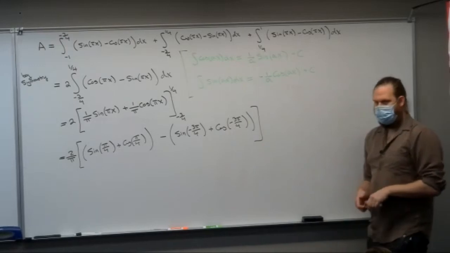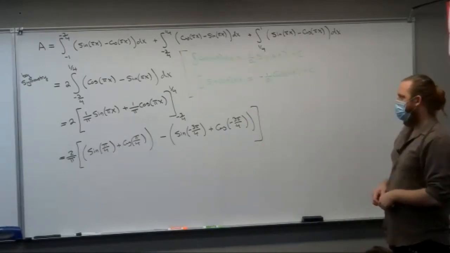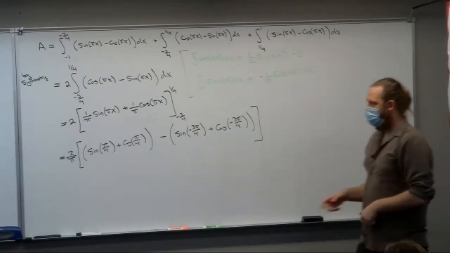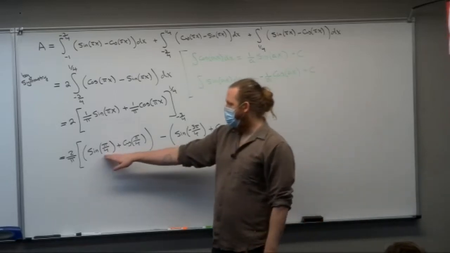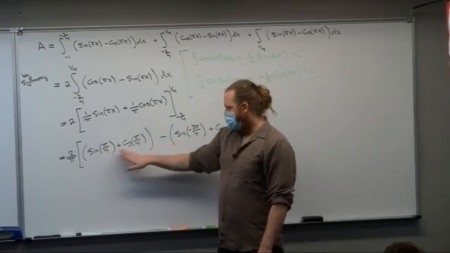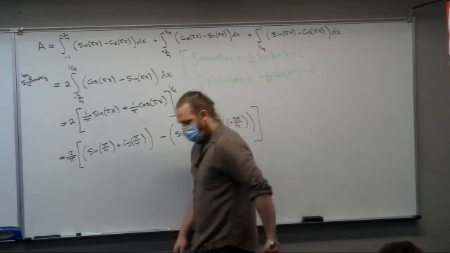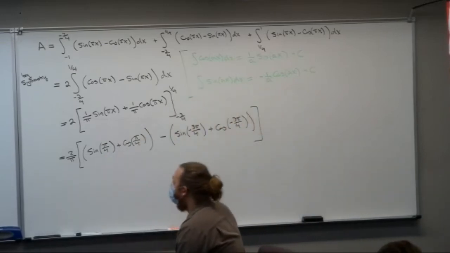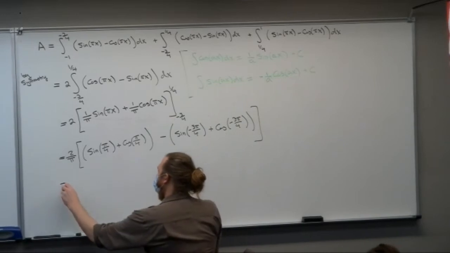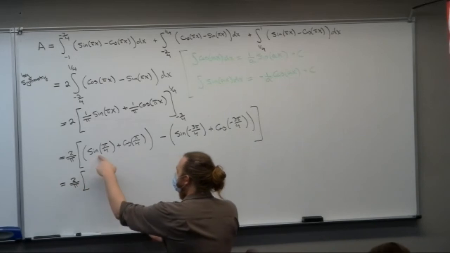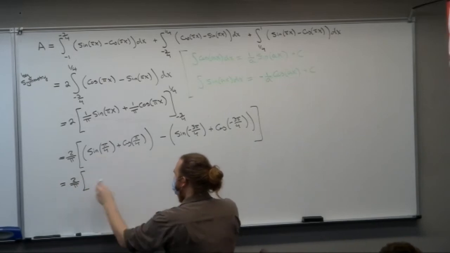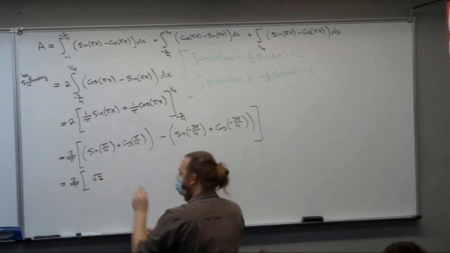And we should all be experts with the unit circle. This will not be too tough. What is the sine of pi over 4? Root 2 over 2. Good. And the cos of pi over 4? Same thing. So this is 1 over pi times, in the first big parentheses, root 2 over 2 plus root 2 over 2, which is root 2.